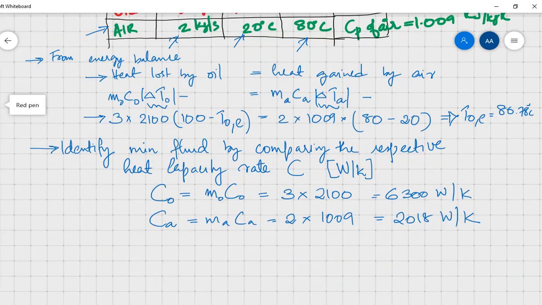The next step is to identify which of these is the minimum fluid. This has to be done by comparing the respective values of their heat capacity rates, capital C, and capital C is the product of mass times the specific heat. Here for oil, C_o is m_o times c_o, which is 3 times 2100, so that is 6300 watts per Kelvin. Now for air, the same calculation yields 2018 watts per Kelvin as the heat capacity rate. So comparing these two values, it is obvious that the minimum fluid is air, and therefore we shall take C minimum as C_a and C max as C_o.